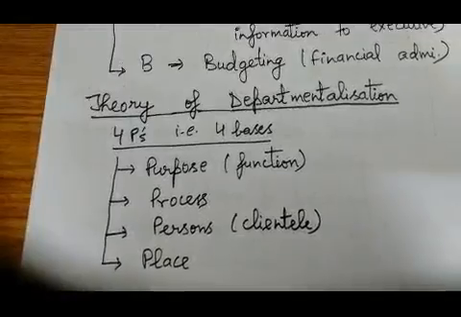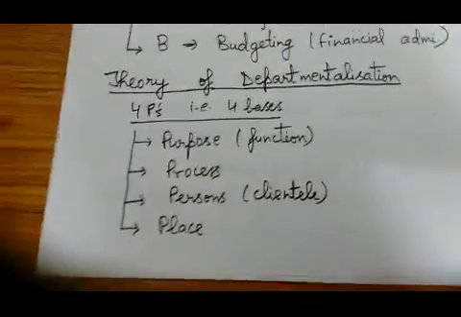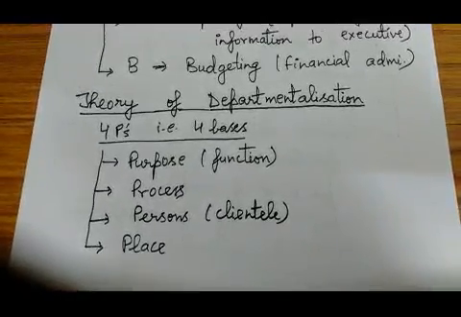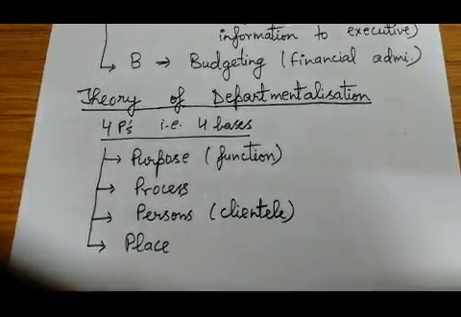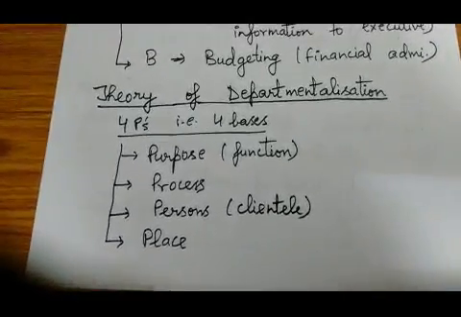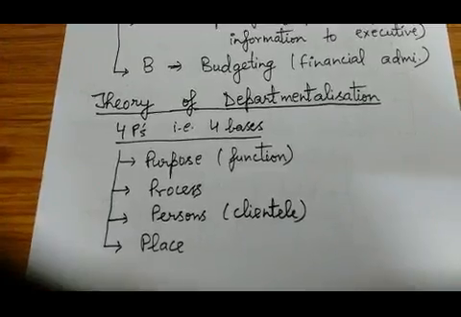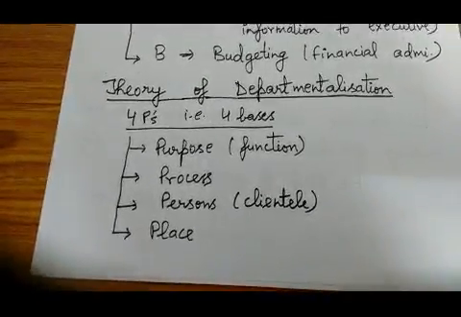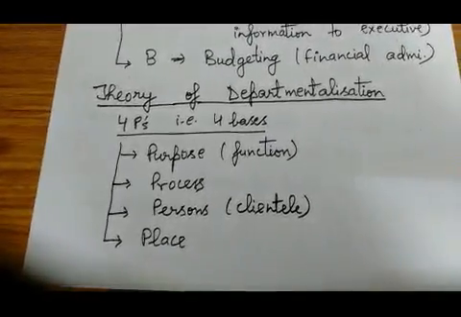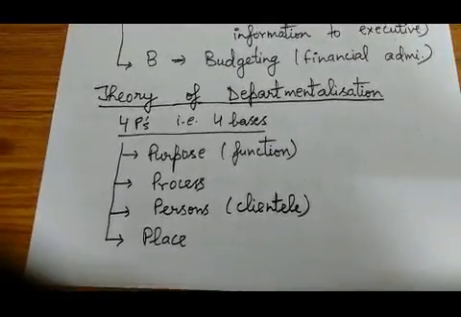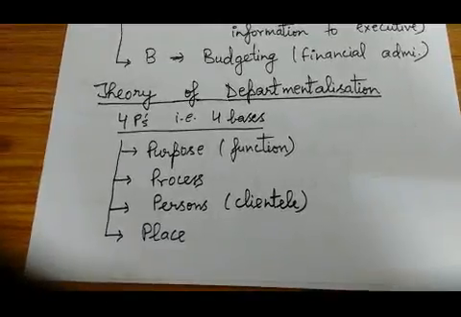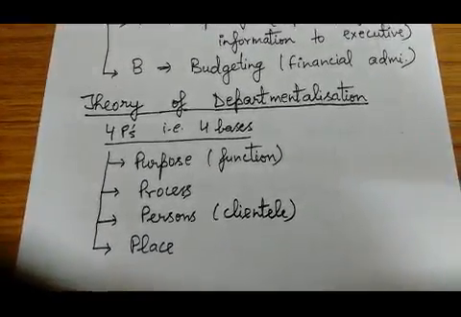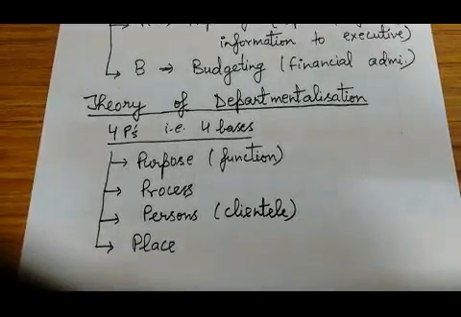Then theory of departmentalization. Again they are talking about how to form the organization, how to form departments, and they have talked about division of work. We will see that they talk about 4 bases, 4 P's. You have to remember this, you have to write exactly 4 P's. First P is purpose, second P is process, third P is persons, fourth P is place. These are the bases on which you can divide the work between organizations.